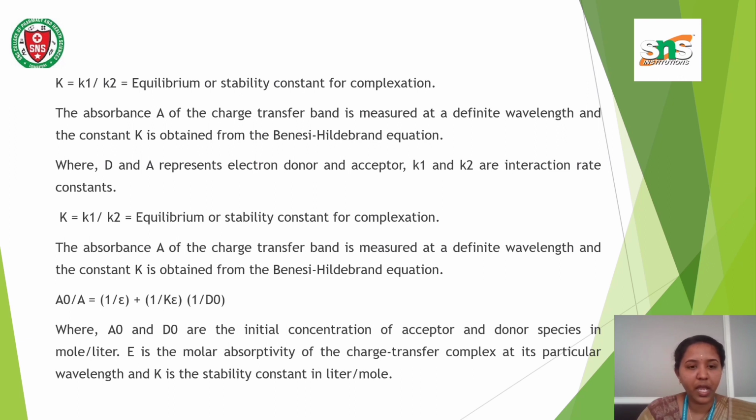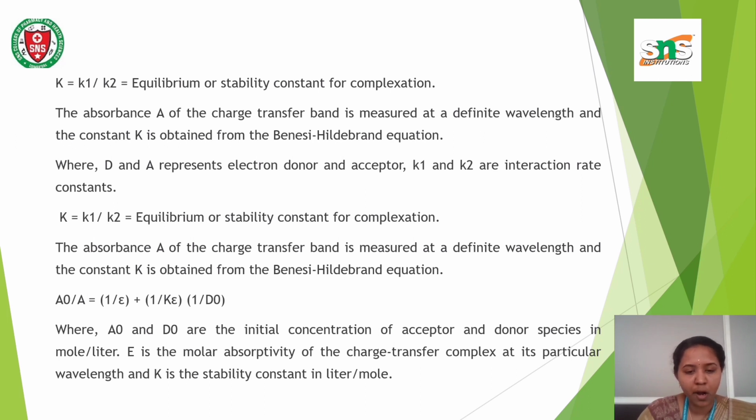The absorption A of the charge transfer band is measured at a definite wavelength, and the constant K is obtained from the Benesi-Hildebrand equation. A0 by A equals 1 by K epsilon times 1 by D0, plus 1 by epsilon. A0 and D0 are the initial concentrations of acceptor and donor species in moles per liter.